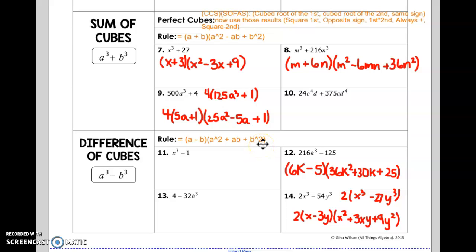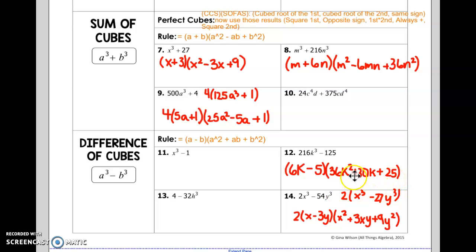On these examples, I tried to pick the ones that were a little trickier. So 216k cubed minus 125, we're going to take the cubed roots of each of those terms. I should get 6k and 5, same sign. Then I just look at my CCS, my parentheses here, square the first term, 36k squared. Then we do opposite sign, so add. First term times second term is 30k. Always add. And then 5 squared is 25.